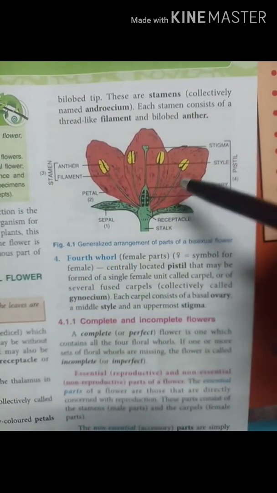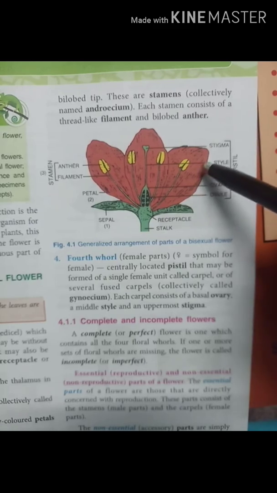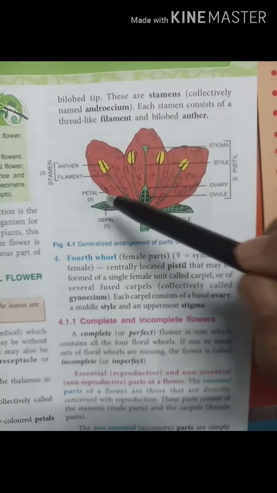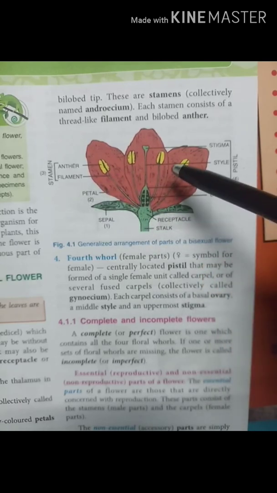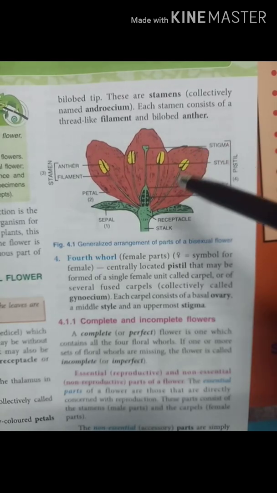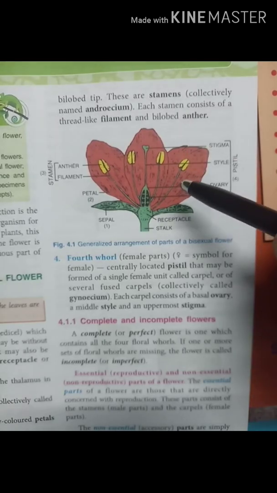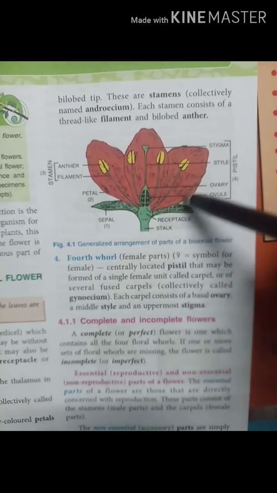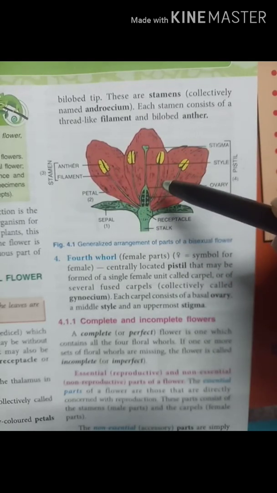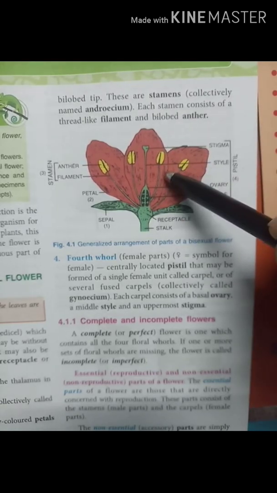Now, the second whorl consists of large, brightly colored petals collectively called corolla. Corolla consists of petals which are brightly colored, some having fragrance, only for the attraction of insects. These petals are colorful, large and showy, meant for attracting insects for the process of pollination.